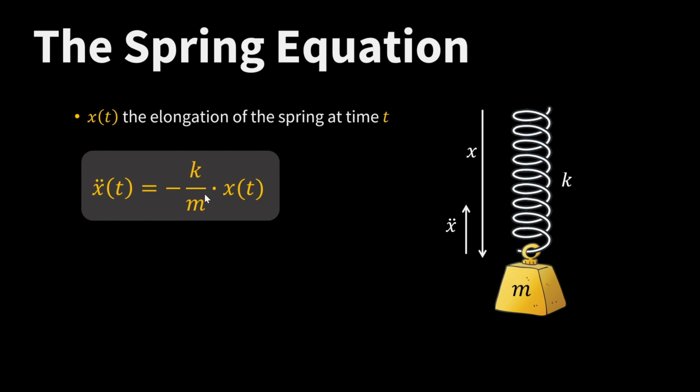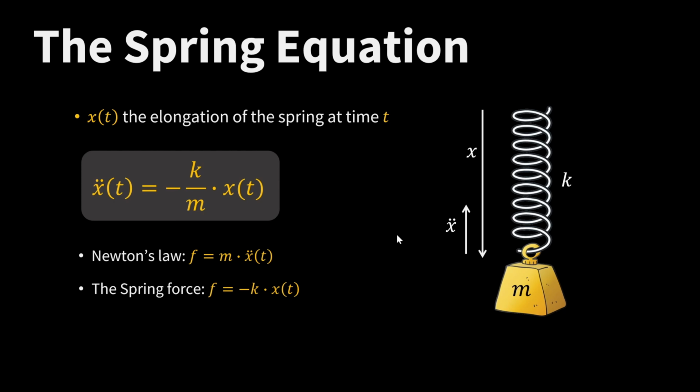The most important part of this equation is this minus sign here. This says that the weight is always accelerated against the elongation. And this is how I derived this equation. I first took Newton's second law, F equals ma. a is the acceleration, so in our case it's x double dot. Then I substituted the spring force. The spring force is proportional to the elongation but points in the opposite direction.